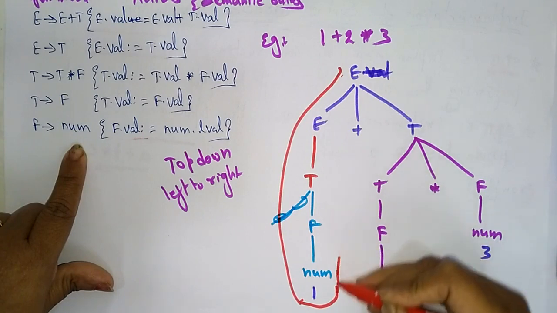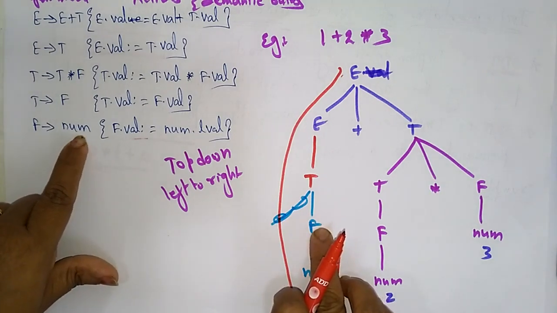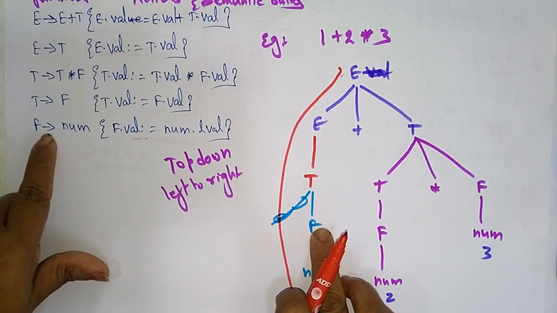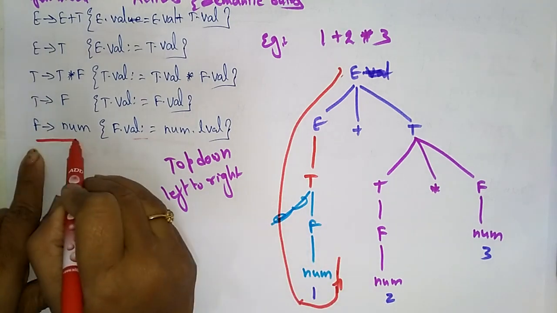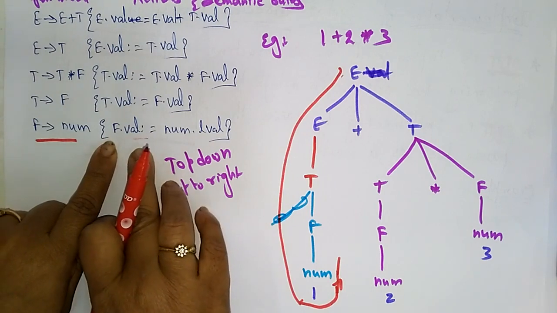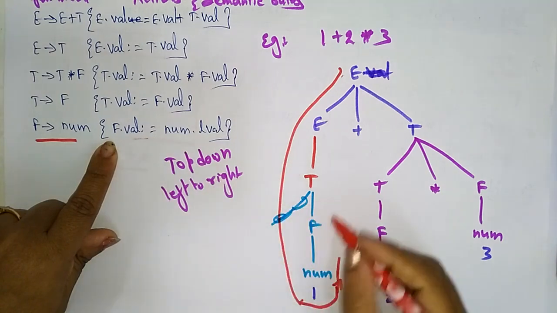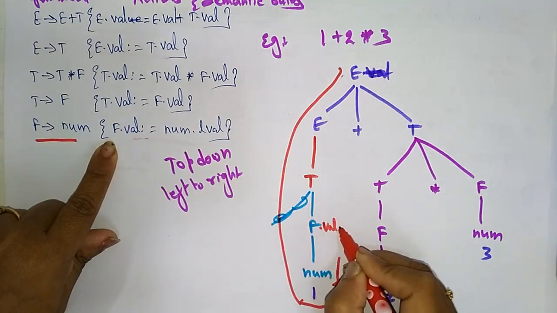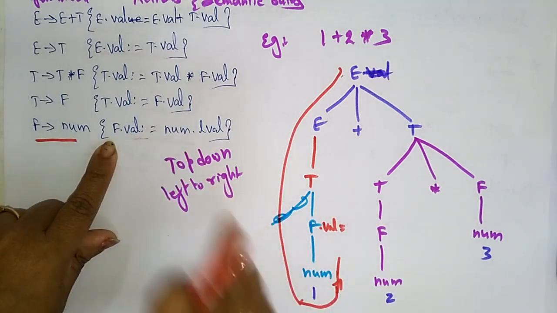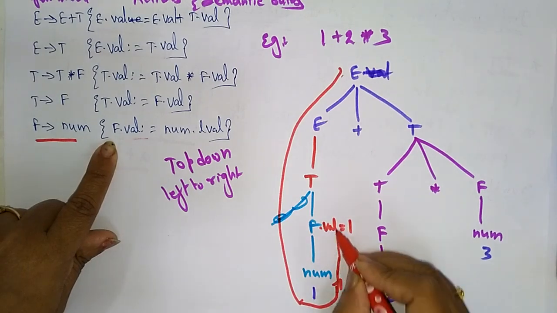While I'm going up, this num is the reduction. F determines num. Okay, num reduced to F. So we go to the production. So this is a production. For this production, what is the action? That action has to be carried out here. So the action is F dot val is equal to num dot value. What is the num dot value? 1. Okay, so now again go here.